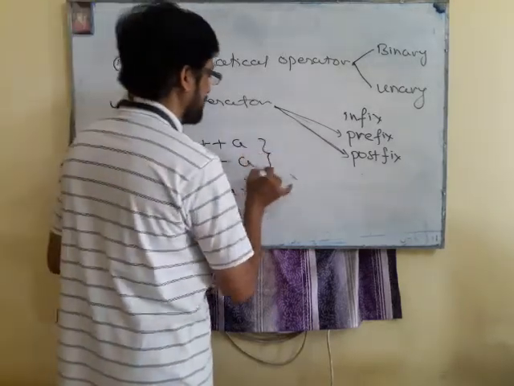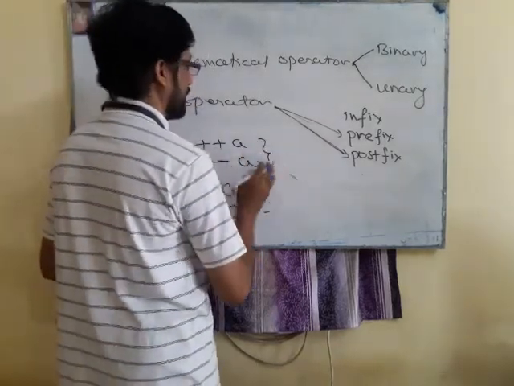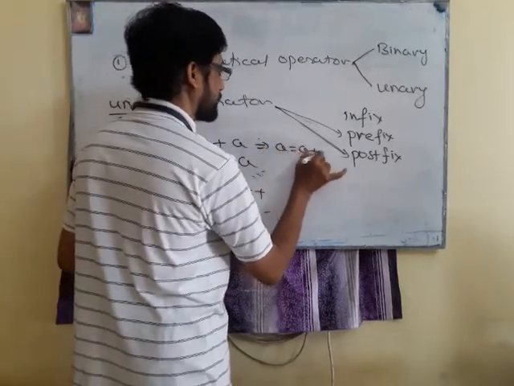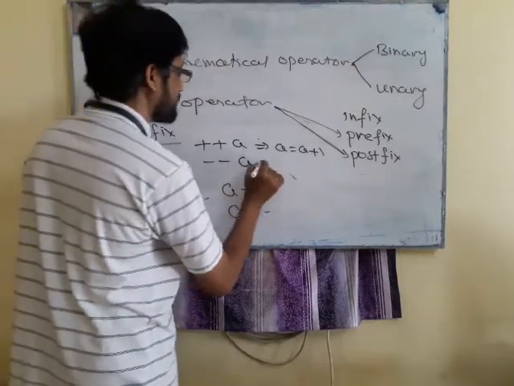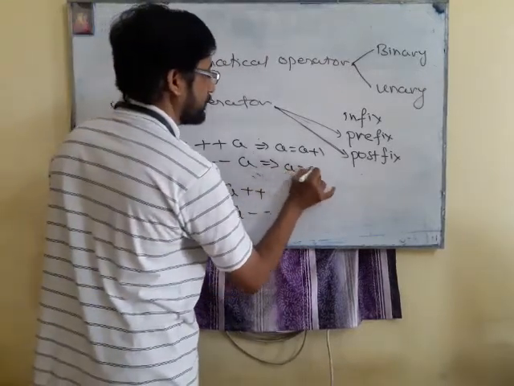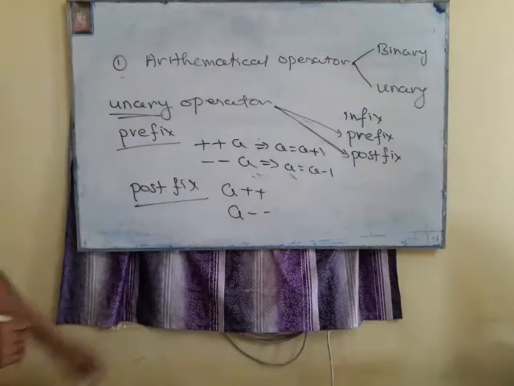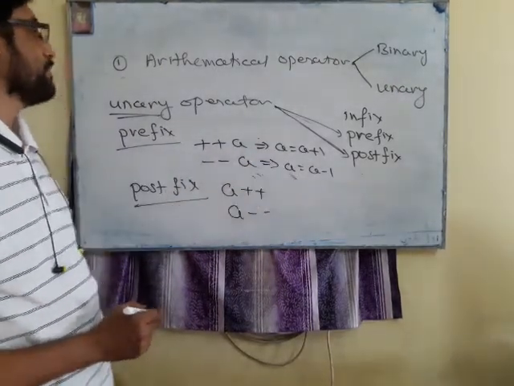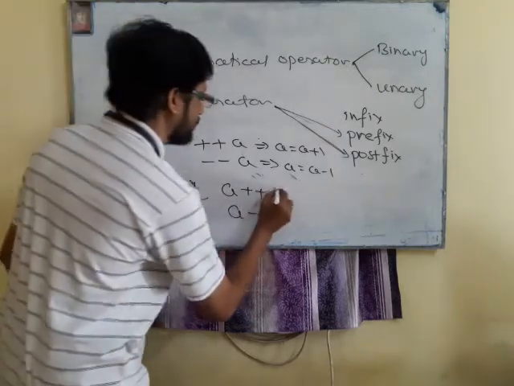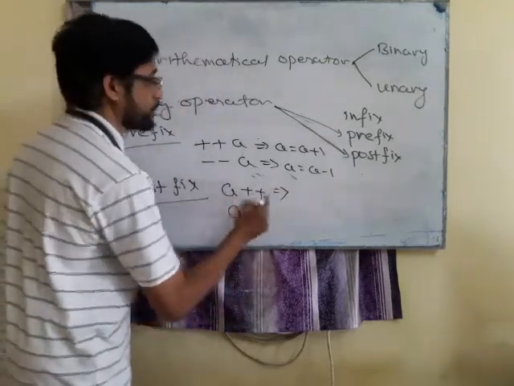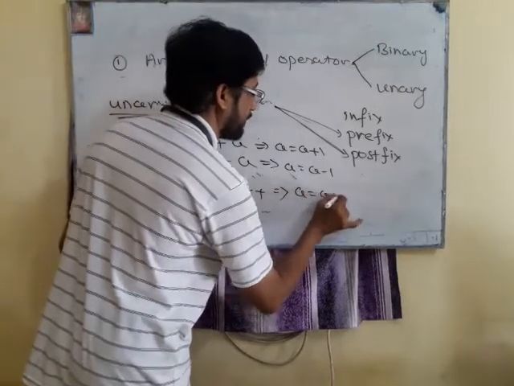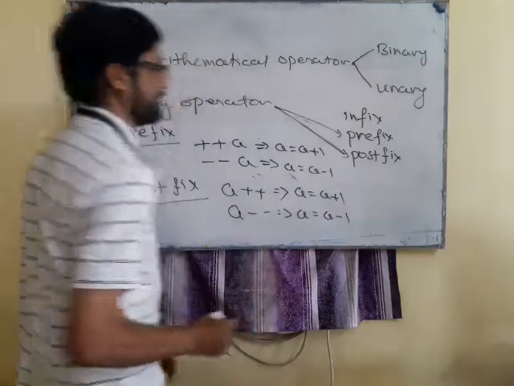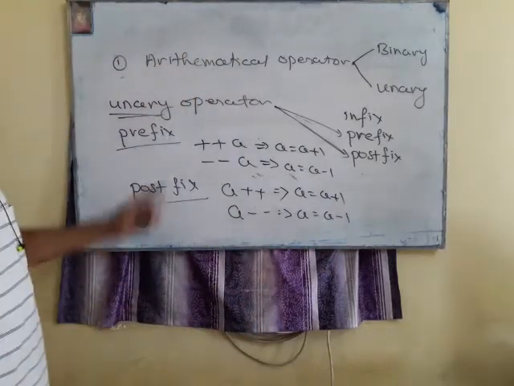The meaning is, plus plus a is a is equal to a plus 1. Similarly, minus minus a implies a is equal to a minus 1. Plus plus a is a equal to a plus 1. Minus minus a is a equal to a minus 1. Also a plus plus means a is equal to a plus 1, and a minus minus means a is equal to a minus 1. But the difference is prefix and postfix.